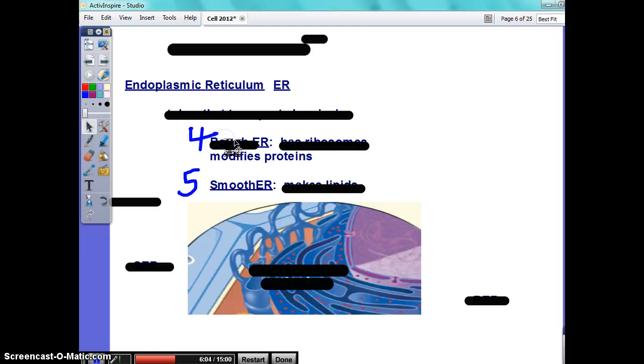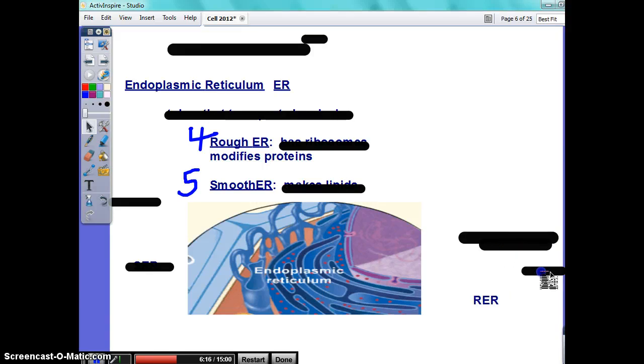Okay, that didn't work. Who could tell me what the difference is? In their appearance. Look at the picture. Here's my ER, and I'm going to point to the rough, which is right here, and here's the smooth. And I'll give you a hint. Rough, the R is a significant play in why it's called the rough ER. Look at the picture. Can anybody see what the rough ER has that the smooth doesn't?